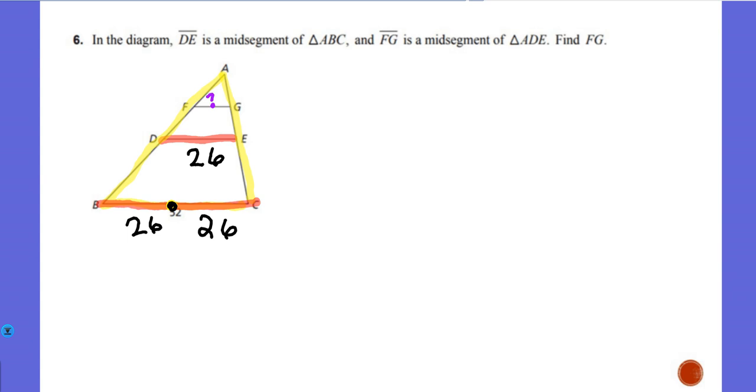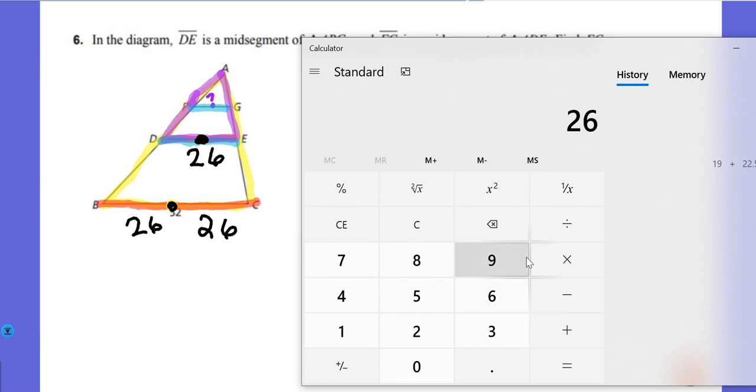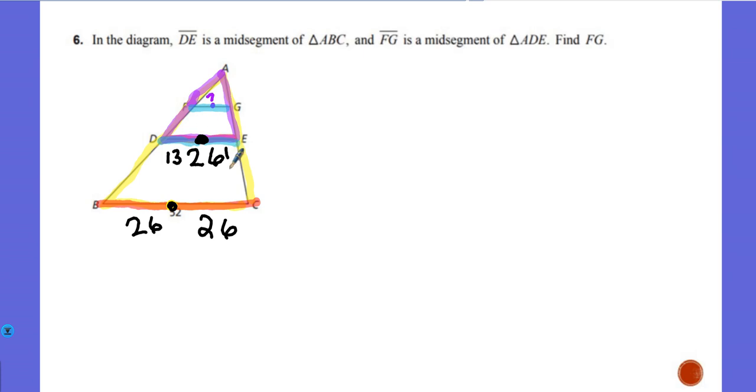Now, if I go and highlight this other little triangle right here, this light blue piece is the mid-segment of that triangle. So that means that I need to split this into 2 light blue pieces too. And right there in black would be the midpoint. So I'm going to say 26 divided by 2 equals 13. So each little piece right here is 13. So that means these blue pieces are 13. So that means FG equals 13.